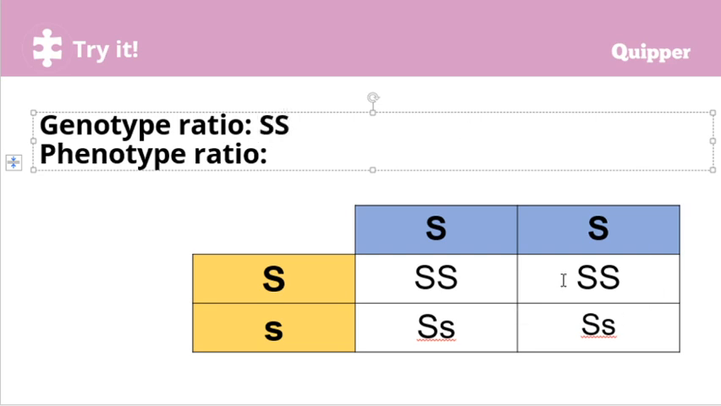Meron tayong capital S. Meron tayong another capital S. Meron din tayo ito, another capital S, small s. And, kita natin ito, capital S and small s. So, malalaman natin na meron tayong ditong dalawa na magkaparehas. Dalawa sila. At ito naman, dalawa na magkaparehas din. So, we can say that there is what you call 2:2 na ratio. Alright?